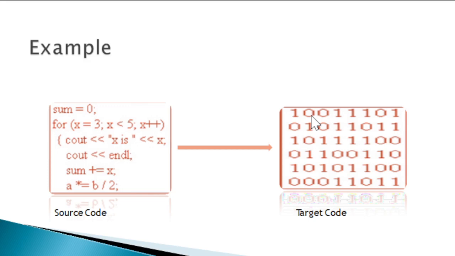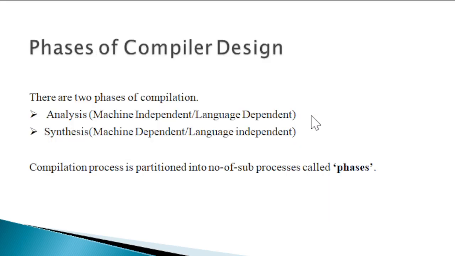How does the compiler translate this source code to a target code? How does this compiler translate high level to low level? It uses a sequence of processes called phases of compiler design. Compiler design generally includes 6 phases. The first 3 phases are generally called the front end, or analysis part, or machine independent part, or language dependent part. The last 3 phases are called the synthesis part, or machine dependent part, or language independent part. In these two parts, the phases include sequences of sub processes.